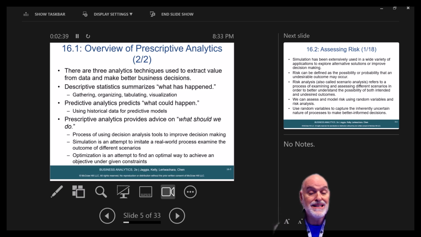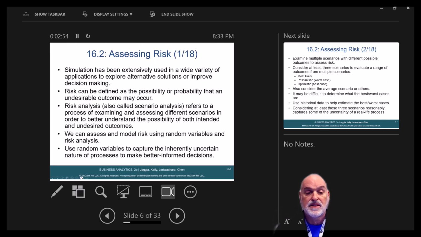Simulation is an attempt to imitate a real-world process, examining the outcome of different scenarios. Optimization is an attempt to find an optimal way to achieve an objective under given constraints. Assessing risk: simulation has been extensively used in a wide variety of applications to explore alternative solutions or improve decision making. Risk can be defined as the possibility or probability that an undesirable outcome may occur. Risk analysis, also called scenario analysis, refers to a process of examining and assessing different scenarios in order to better understand the possibility of both intended and undesired outcomes.